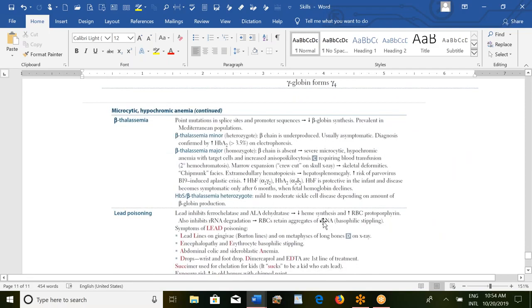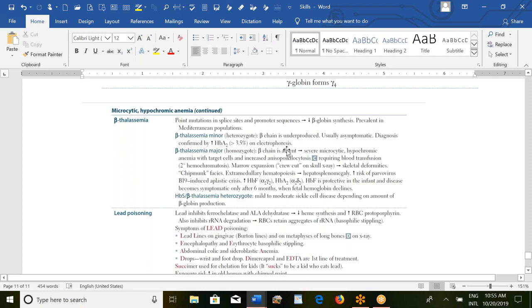Similarly, if they give you beta thalassemia, your patient can show absolutely normal findings, or they can show microcytic hypochromic anemia. So there are point mutations in the splice site. You can see there are some slight mutations in the hemoglobin, and there will be defective synthesis of beta globin chains. So it can be minor, where the patient will be heterozygote and the beta chain is underproduced.